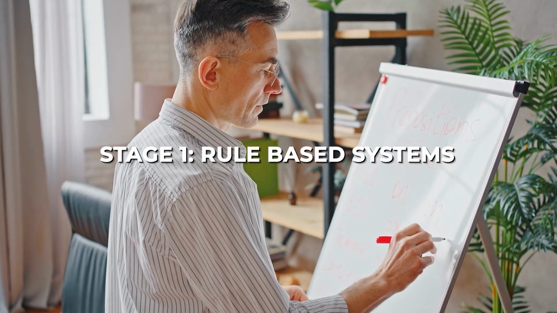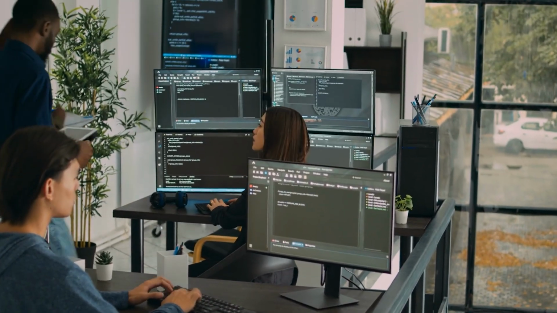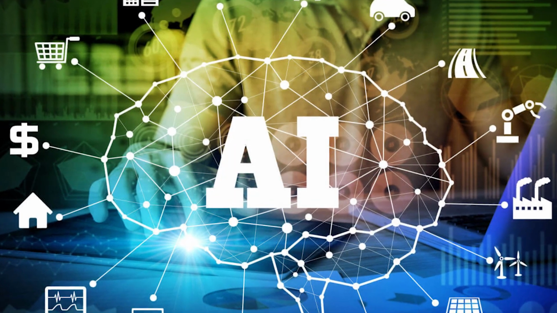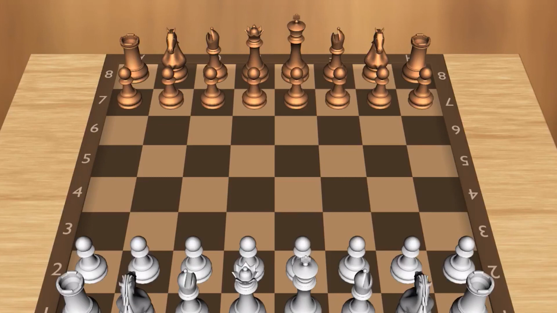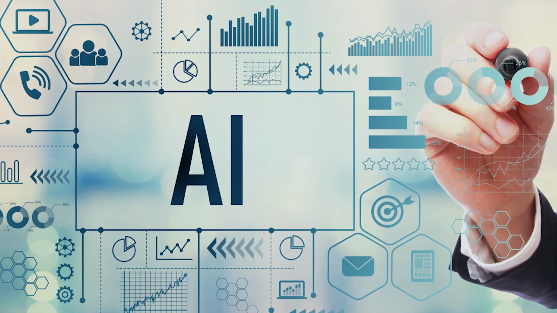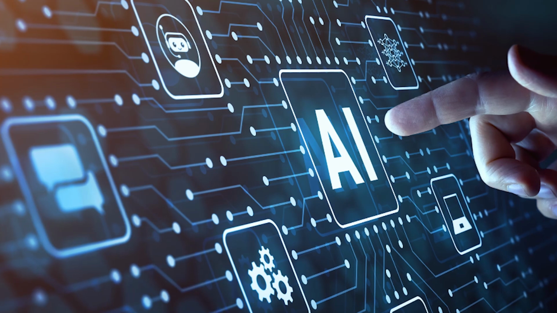Stage 1. Rule-based systems. The first stage relates to rule-based systems. This is AI at its infancy. To understand this stage, consider yourself playing chess against a computer. Now, every action it takes, every technique it employs, is guided by a set of established rules, or its algorithms.